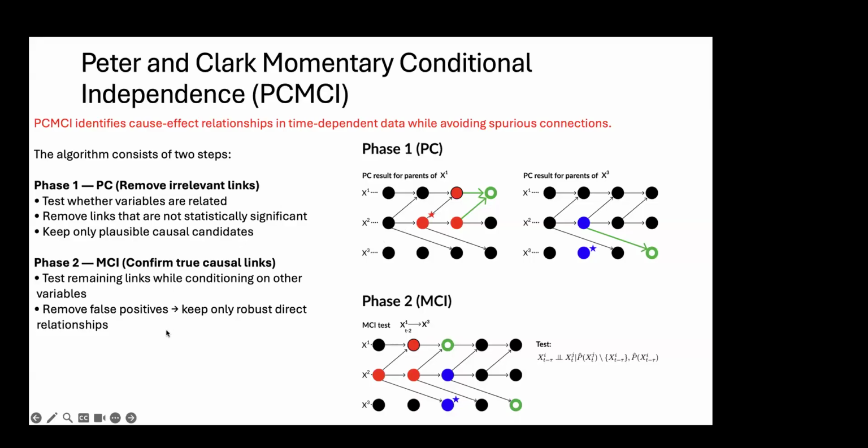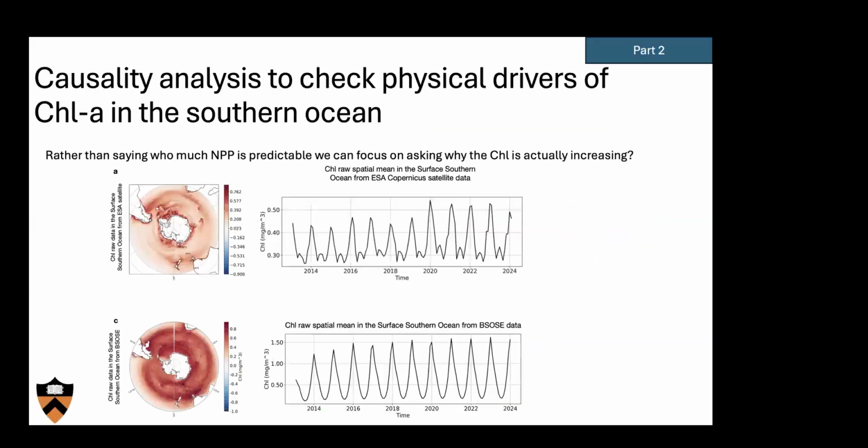And then in a second phase, the links that have been found in the first one are retested to see how they would change if we actually perturb the input. So is this link going to change if we condition these results on the presence of other variables and also different lags? These are the two important steps of this PCMCI.